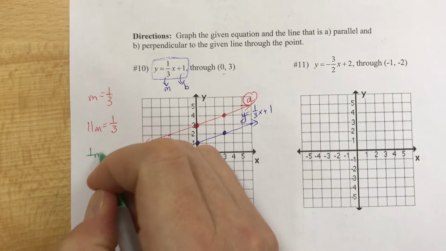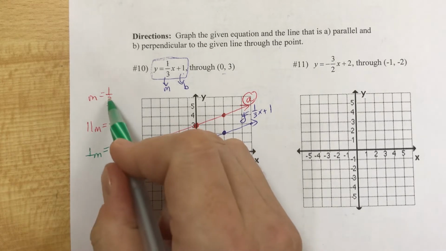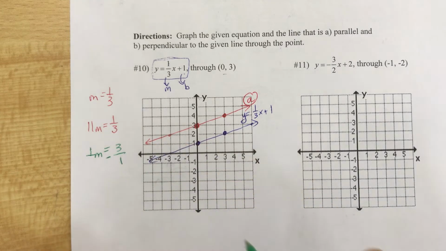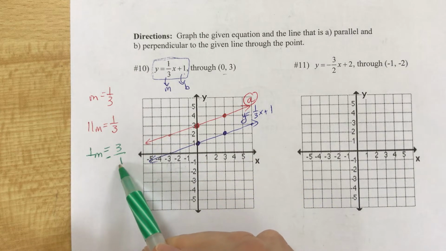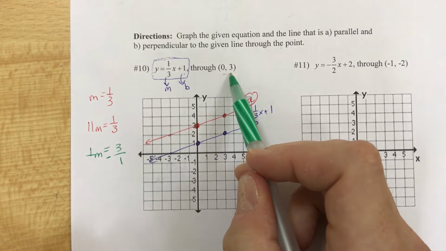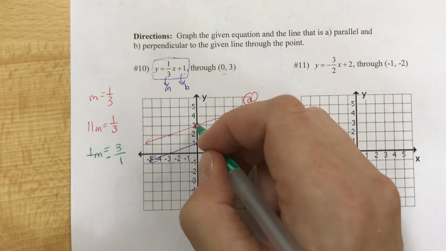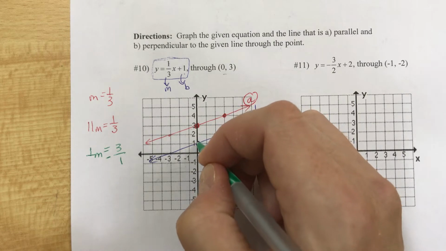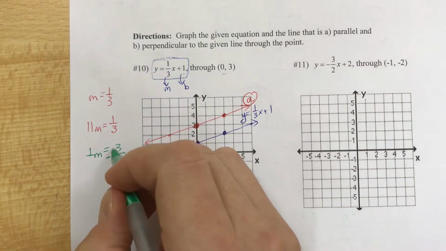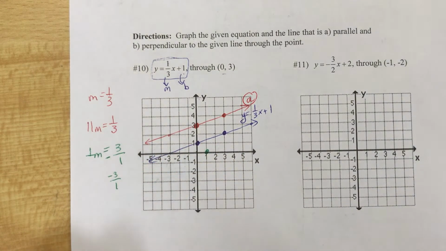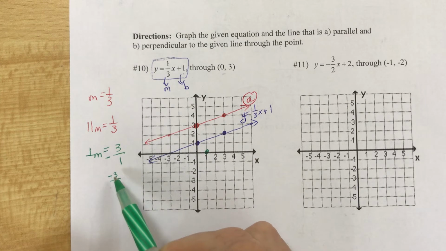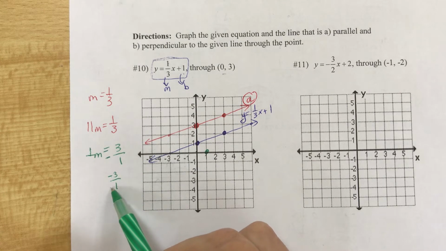Now perpendicular is the opposite reciprocal. So I'm going to flip 1/3, and since this was positive, it becomes negative. So now my slope is -3/1. Again, we're going to go through the point (0, 3). So from here, I'm going to count down 1, 2, 3 over 1. When I see that this is negative, I always think of the negative as being in the top of the fraction. So it's not negative, negative. That would make it a positive slope. It's down 3, and then positive 1 is right.